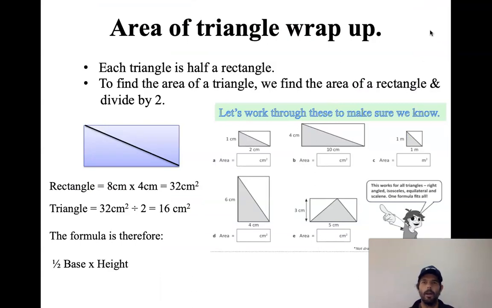Okay, our last little bit of a wrap up for our area of triangles, and I'm pretty sure you guys now know how to do it. Just to recap, each triangle is half a rectangle. To find the area of a triangle, we find the area of the rectangle and divide it by 2. On the left, the rectangle equals 8 times 4, which is 32. If those measurements stayed the same, then half of that rectangle is going to be 16 centimeters squared. We know the formula is half base times height, or base times height over 2.